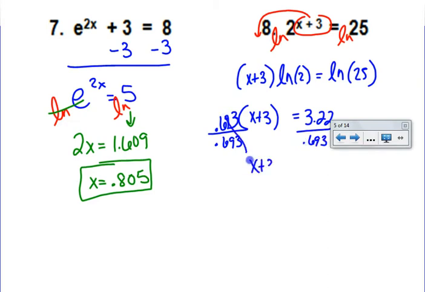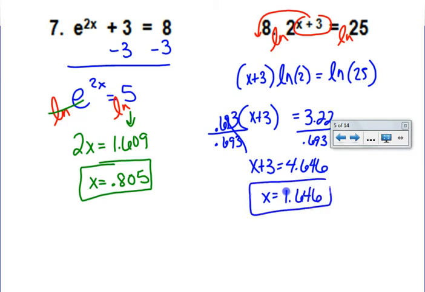So we have x plus 3 equals 4.65. Well, 4.646 if I round to the right number of places. And then when I subtract 3, I get 1.646. So as you can see, when you can't use a nice pretty logarithm that'll cancel with one of your bases, the work gets a little trickier, a little grosser, and that's okay.